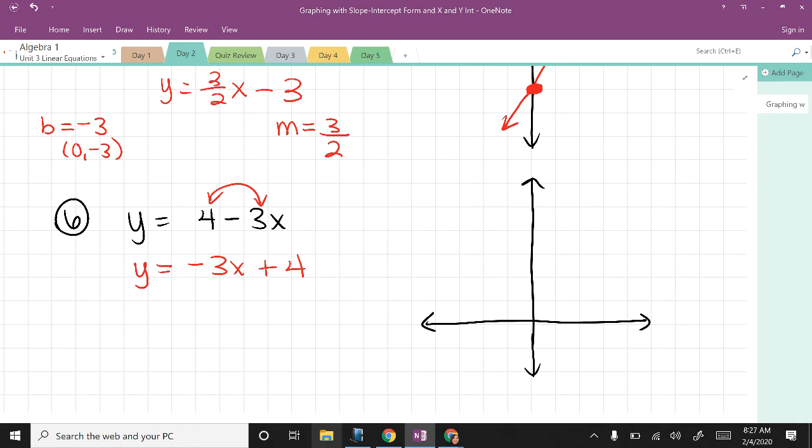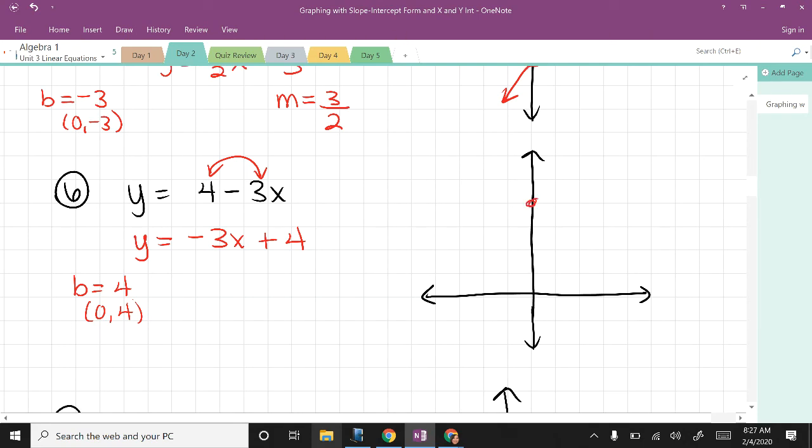Yeah, what's my B? B is 4. So that's going to be 0, 4 on the y-axis. That's why I drew this graph looking like this. What's my slope? Negative 3 over 1. So where do I rise to? Up or down? Down 3. And where do I run to? Right 1. And then draw you a straight line.